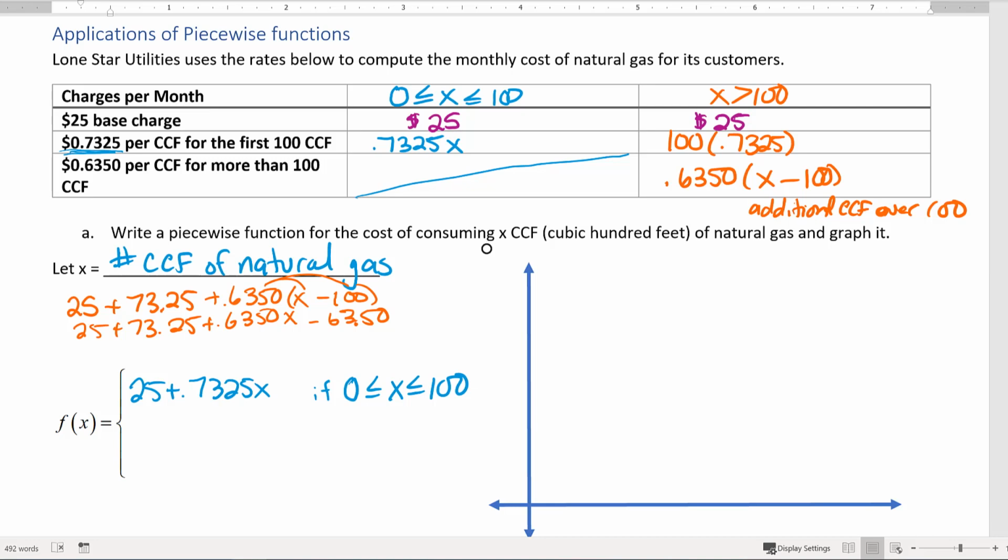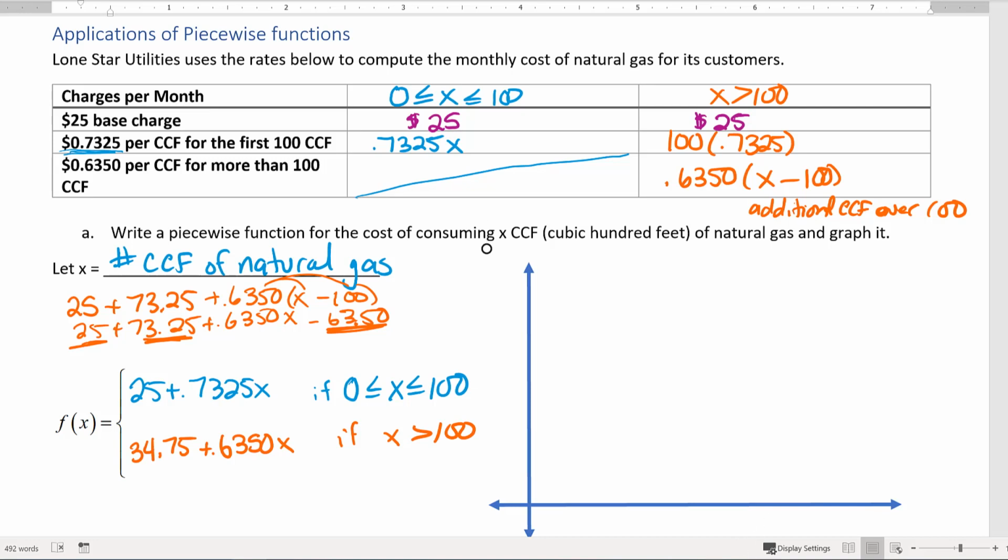So I'm going to get out my calculator, and I have 25 plus 73.25, minus the 63.50, which gets me 34.75 once I add all of those constants up. Then I have the plus 0.6350x, and this is for if x is greater than 100. It's the second one that students sometimes have a concern with.